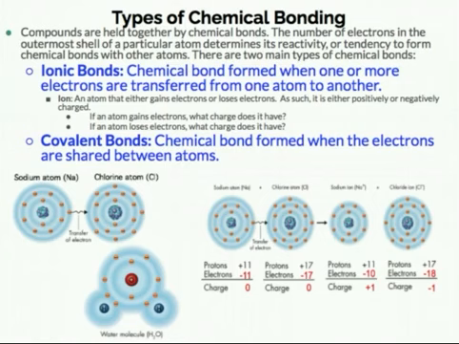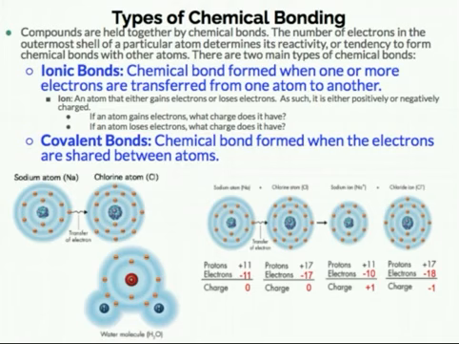So pause and think to yourself. If an atom gains electrons, what charge does it have? And then think to yourself as well, if an atom loses electrons, what charge does it have? So, if an atom gains electrons, it gains negativity, therefore it becomes negative. If an atom loses electrons, it loses negativity, therefore it becomes positive.